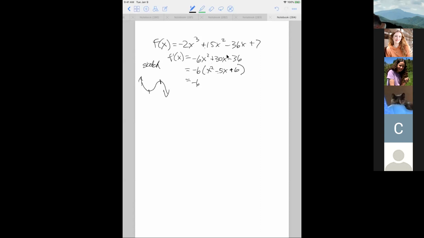Okay, negative 6. Now I'm going to factor this. I get x, x. The last term is positive, so the signs have to be the same. Negative in the middle, so they both have to be negative. I've got to get a product of 6 and a sum of 5: 2 and 3. Is that right? So the 1 and the 6, we look at that again.